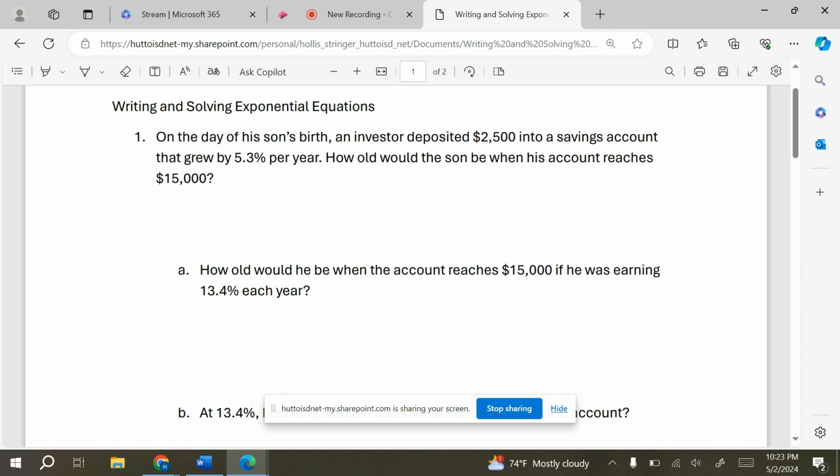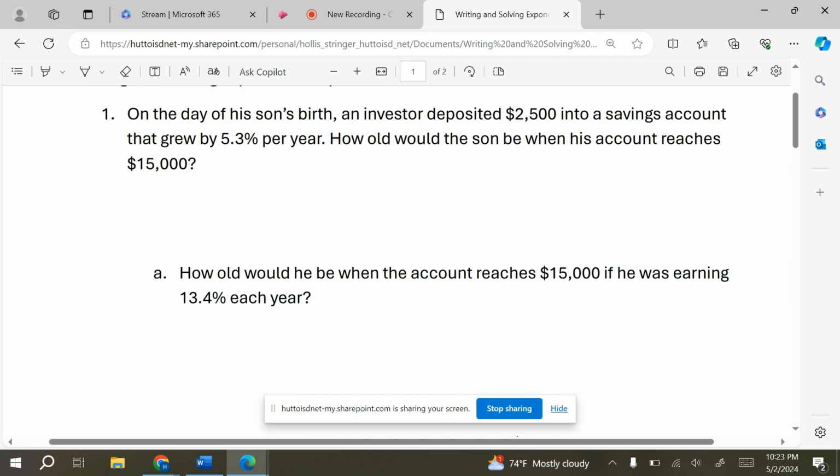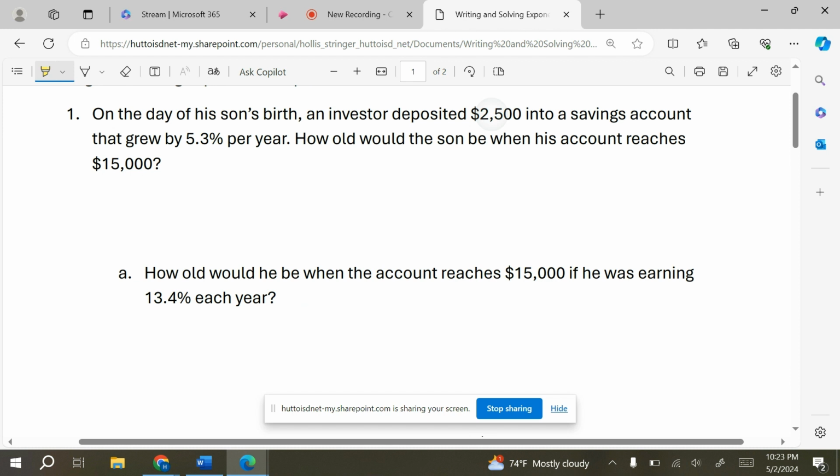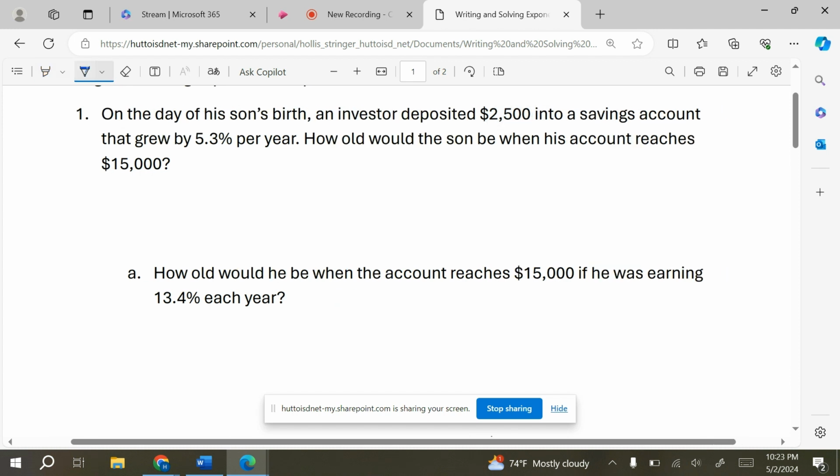On the day of his son's birth, an investor deposited $2,500 into a savings account that grew by 5.3% per year. How old would the son be when his account reaches $15,000? All right, so a couple things we're going to highlight real quick. An investor deposited $2,500 into a savings account that grew by 5.3% per year. How old would the son be when his account reaches $15,000? So that's what we're trying to get to.